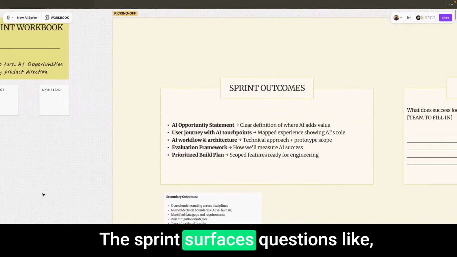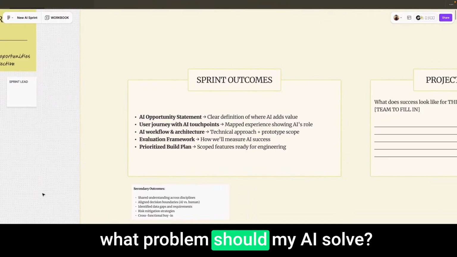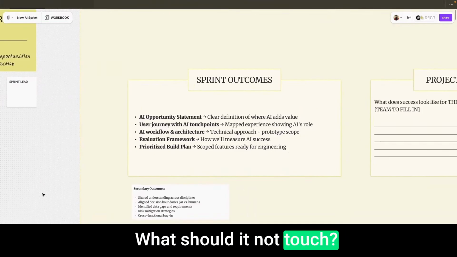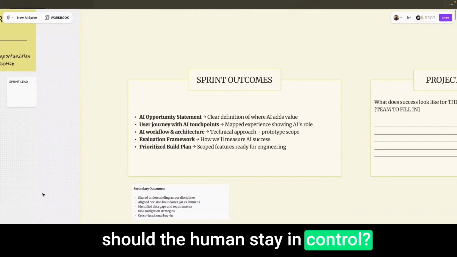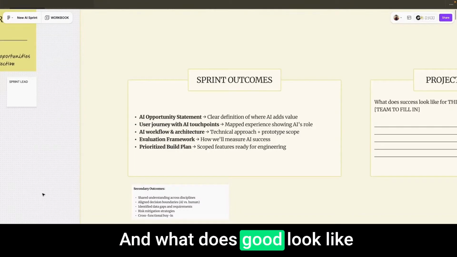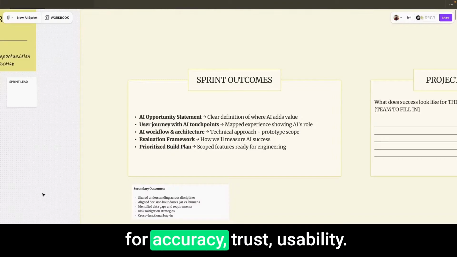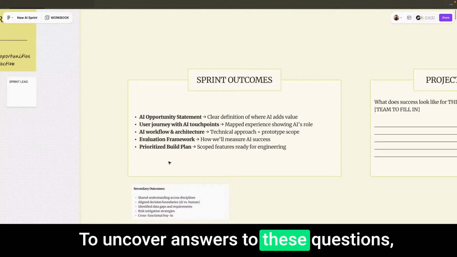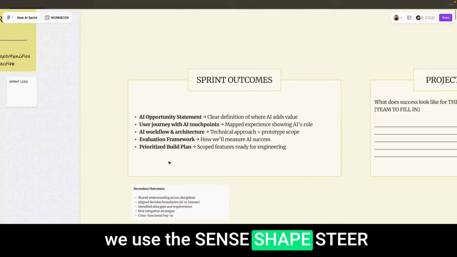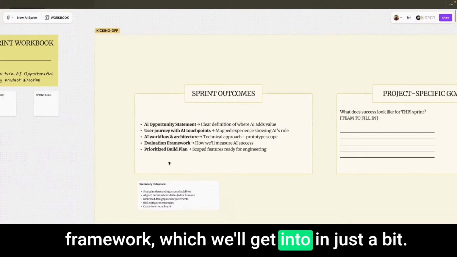The sprint surfaces questions like what problem should my AI solve? What should it not touch? When does AI act and when should the human stay in control? And what does good look like for accuracy, trust, usability? To uncover answers to these questions, we use the sense, shape, steer framework, which we'll get into in just a bit.